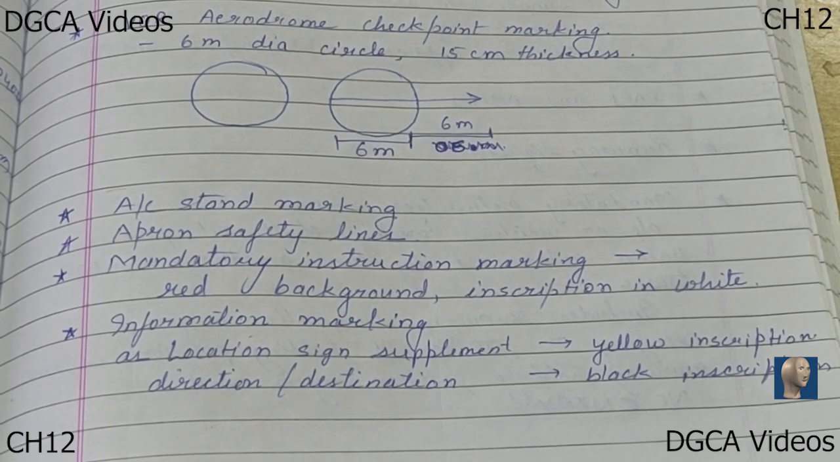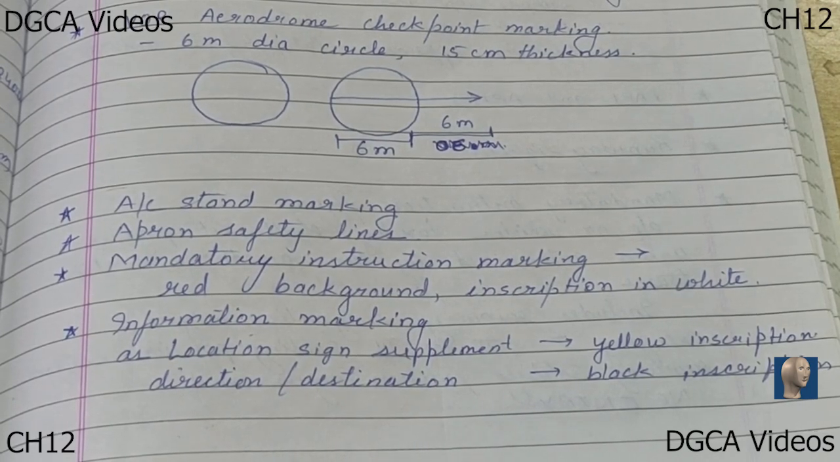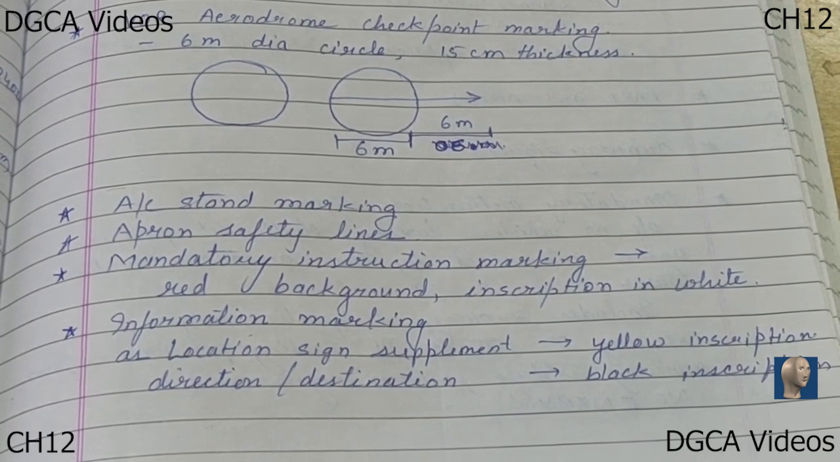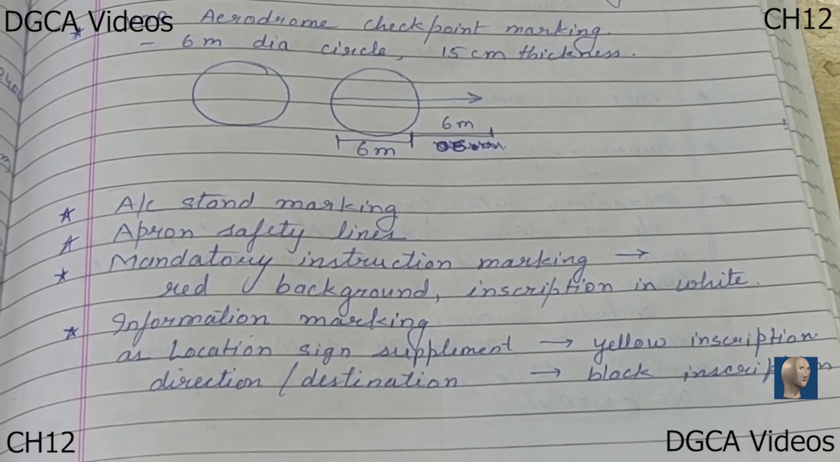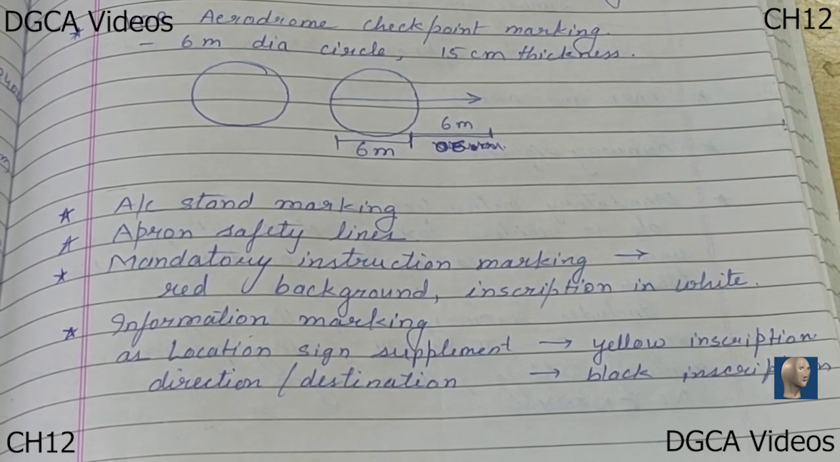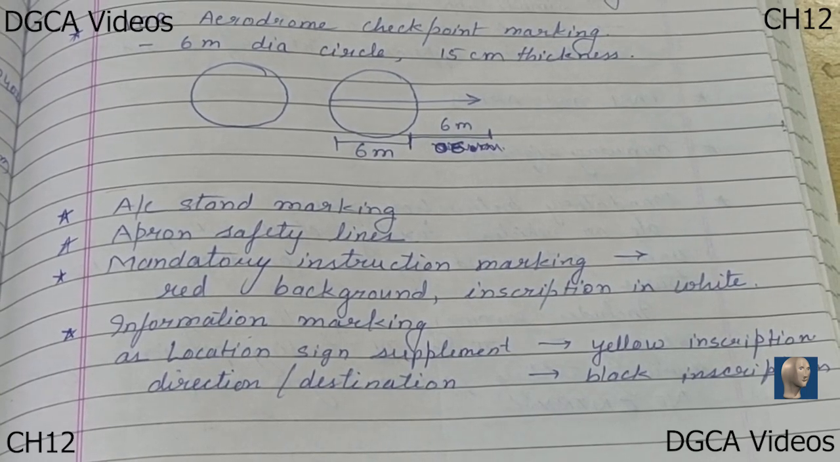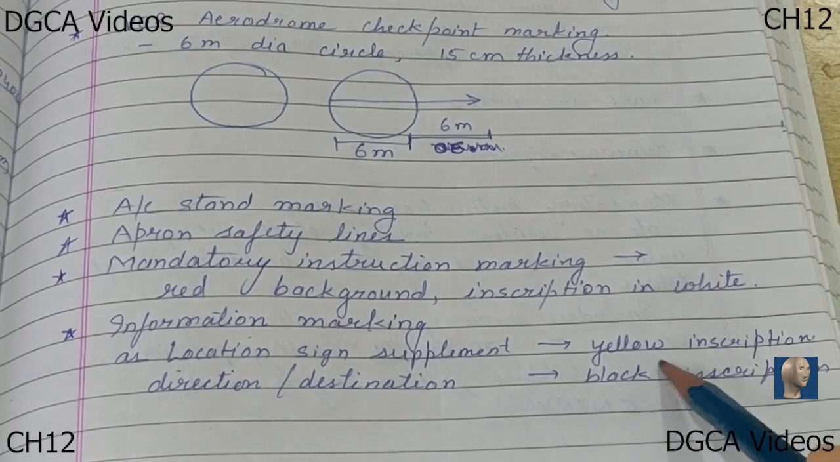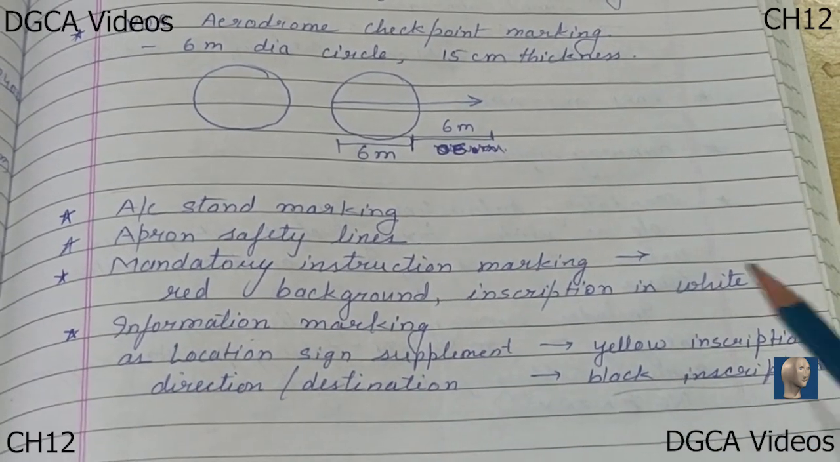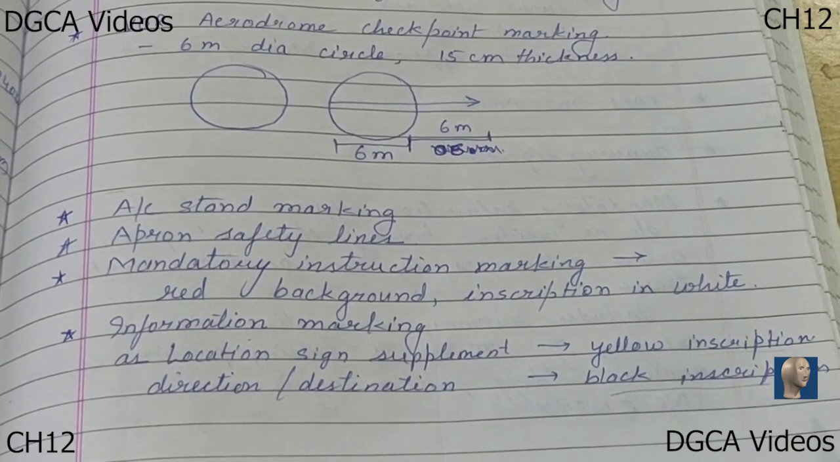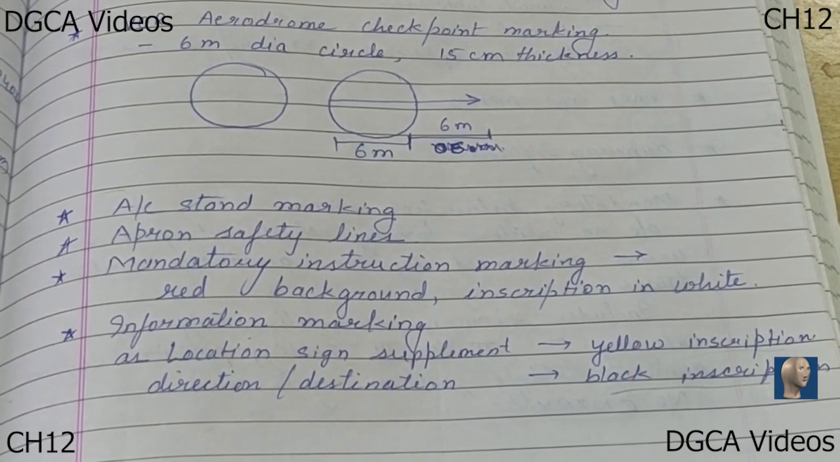We'll be coming to the information marking now. So information marking will basically be providing you the location sign, which location you are in, direction and destination. The location will be given in the yellow inscription, and black inscription is for direction and destination. So this was the information marking.